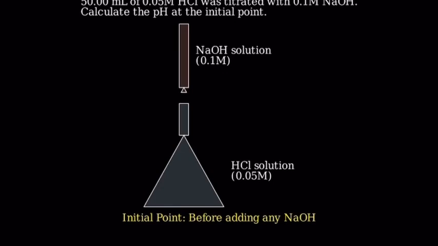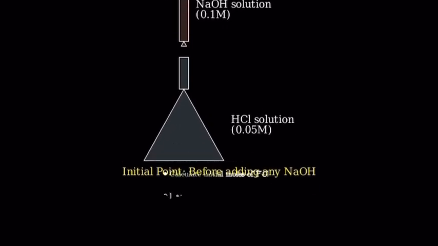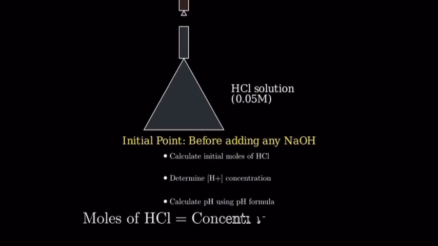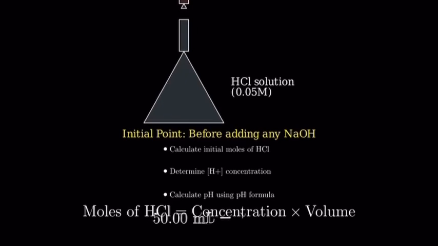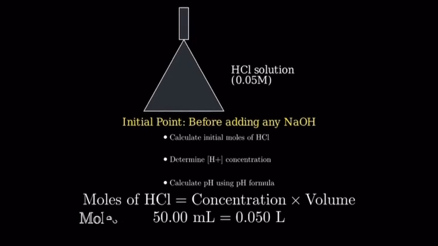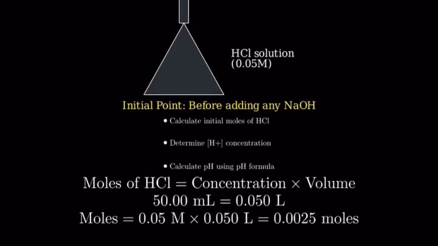To find the pH, let's follow these steps. First, we'll calculate the initial moles of HCl. Then, we'll determine the H+ ion concentration. And finally, we'll calculate the pH using the pH formula. Let's start with step 1. To find the moles of HCl, we multiply the concentration by the volume. First, we need to convert our volume to liters. 50 milliliters is equal to 0.050 liters. Now we can multiply 0.05 molar by 0.050 liters.